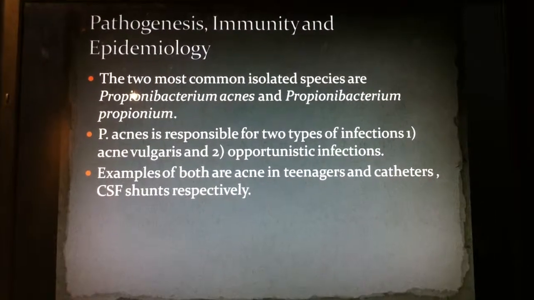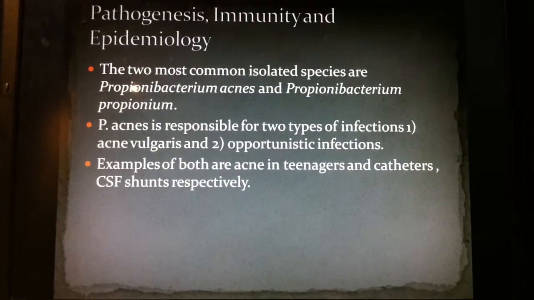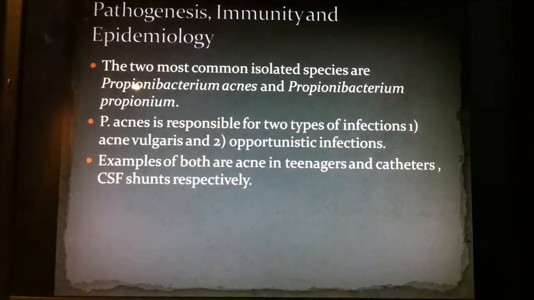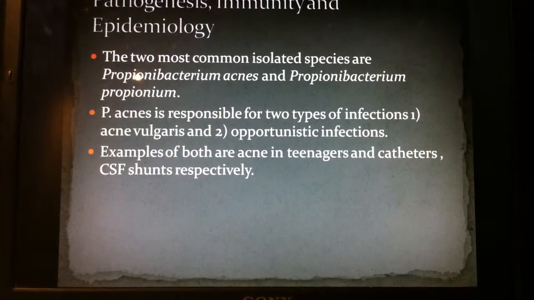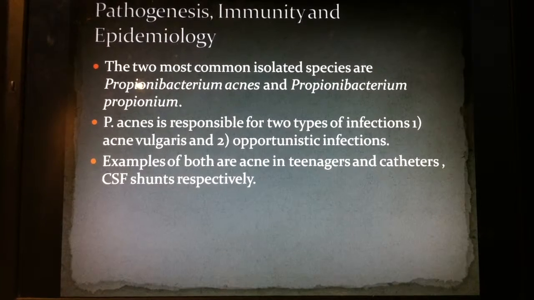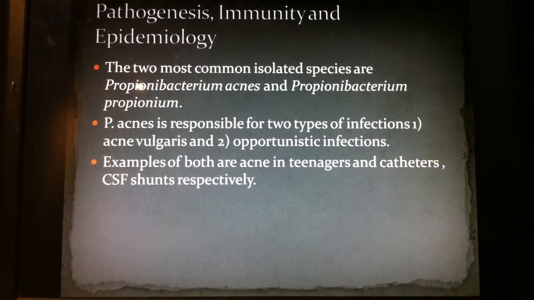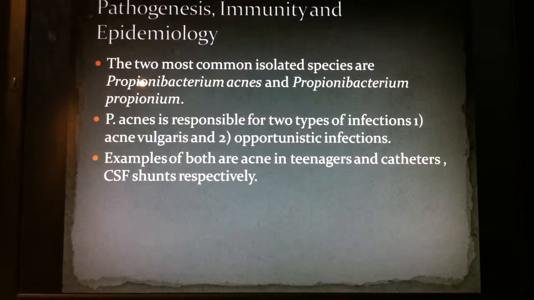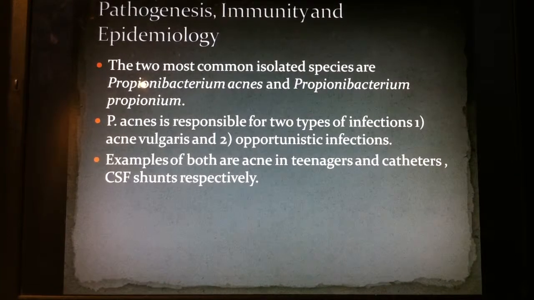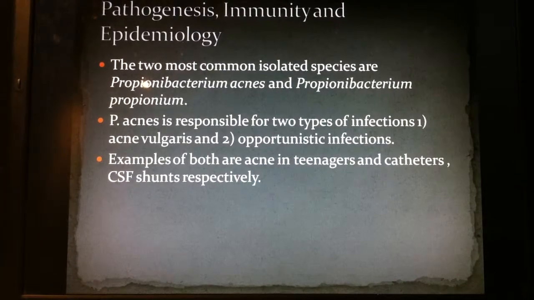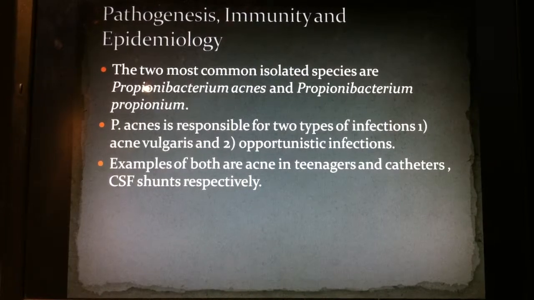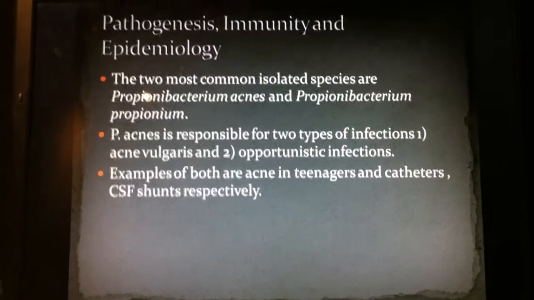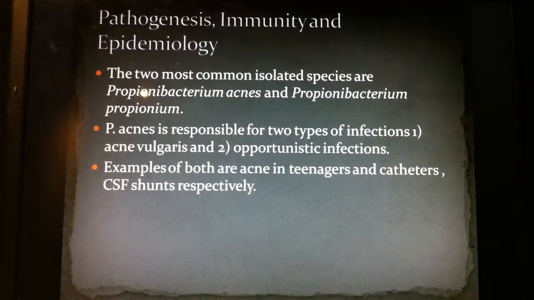Pathogenesis, immunity, and epidemiology of Propionibacterium. P. acnes, or Propionibacterium acnes, is responsible for two major types of infections: acne vulgaris and opportunistic infection. Acne vulgaris is most commonly found in teenagers and young adults, and hence the name. Opportunistic infections are found in patients with prosthetic devices like artificial heart valves or joints, and intravascular lines such as catheters and cerebrospinal fluid shunts.